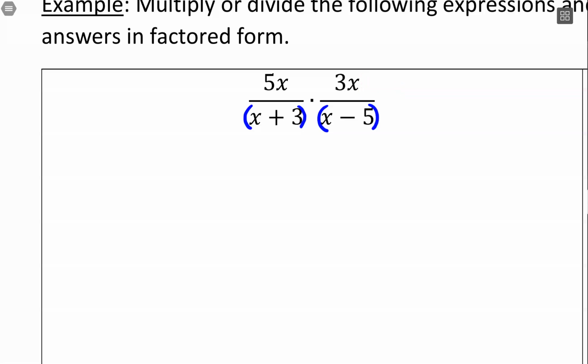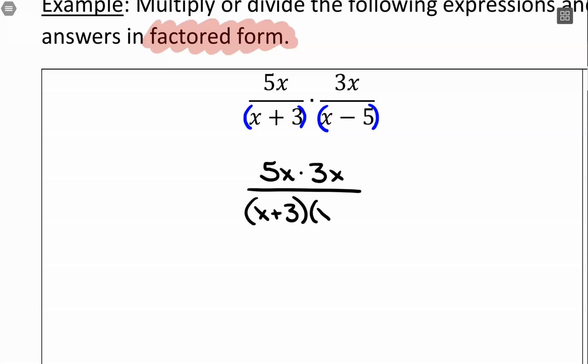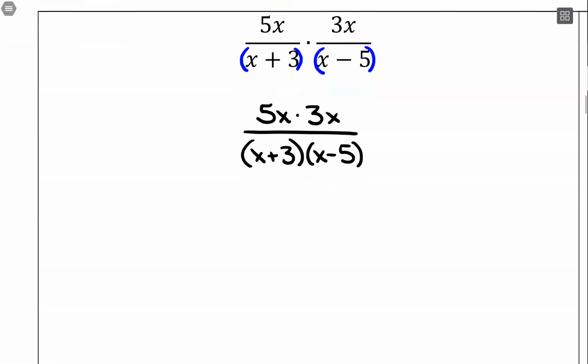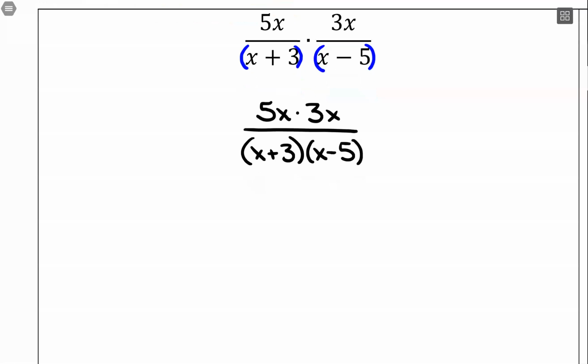Now something we're going to do here is leave our answers in factored form. So we don't need to worry about multiplying everything out. So in the numerator, I'm going to have 5x times 3x. In the denominator, we're going to have x plus 3 times x minus 5. Now in the numerator, we are going to simplify those because it's not necessarily factored form there. It's just unsimplified. So 5 times 3 is 15. X times x is x squared. The denominator, though, that's factored form. So that we're going to leave as an x plus 3 times an x minus 5.